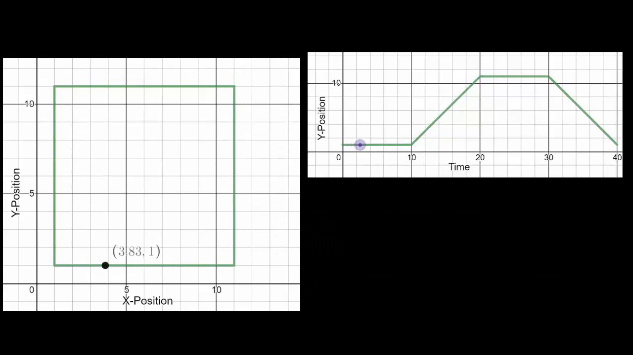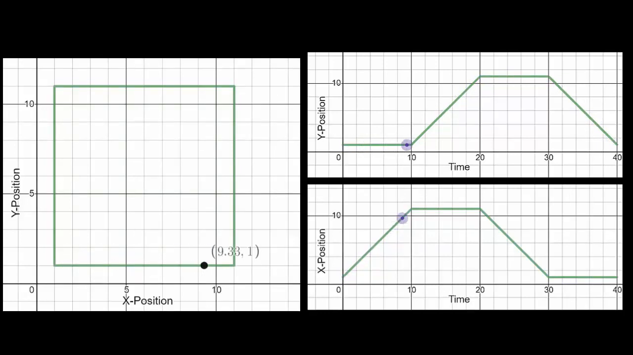So here the y-coordinate starts at 1, stays the same, increases to 11, stays at 11, and then decreases back down to 1. So hopefully you remember from last time how to use a piecewise defined function to represent equations like the x position and the y position. And I'm not going to go through a full derivation of those here, but I'll show you what the answer looks like. Here it is.